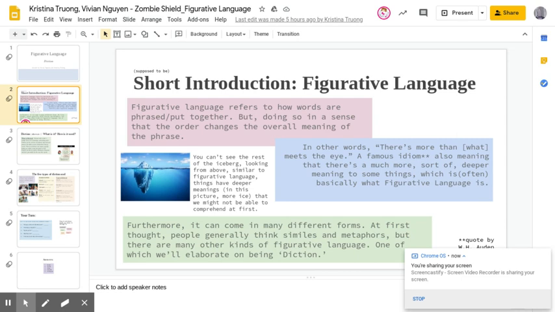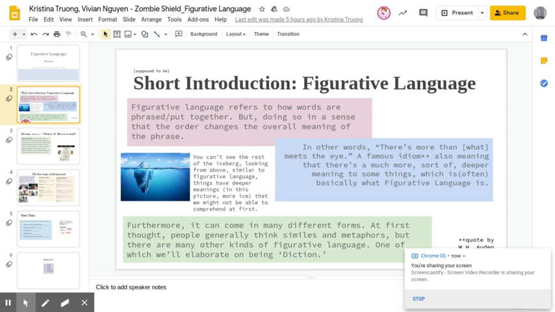Looking at the picture on the left, you can't see the rest of the iceberg, assuming that you're looking from above. Sort of like figurative language, how things often have deeper meanings, like in that picture, the parts that you might not be able to see at first.